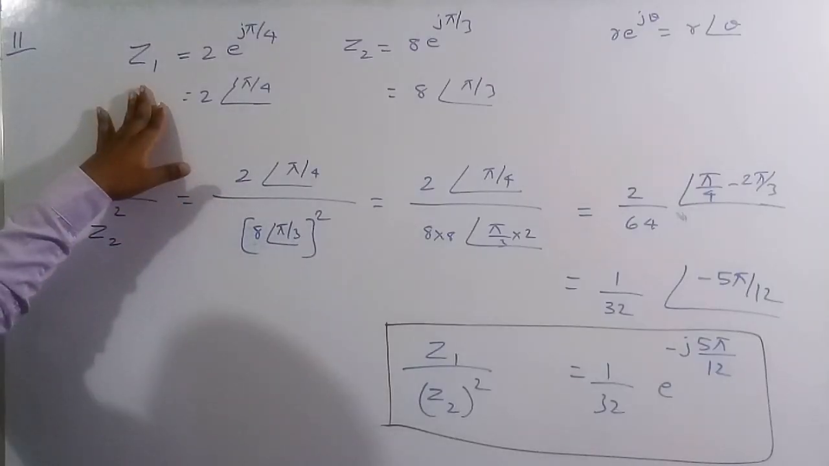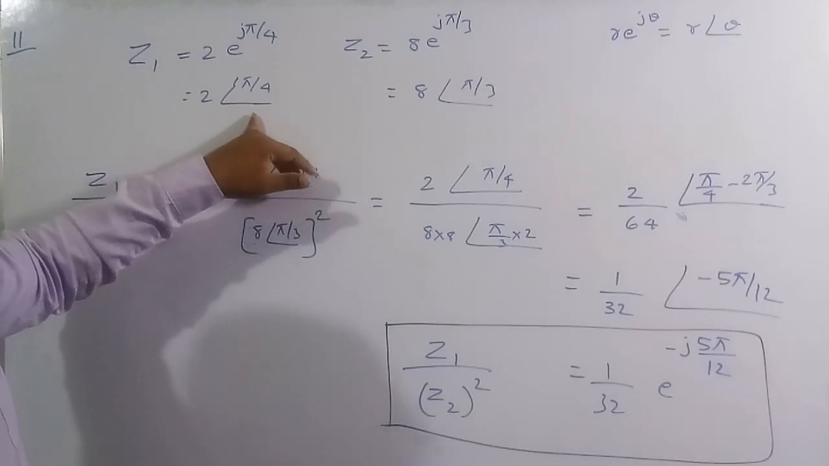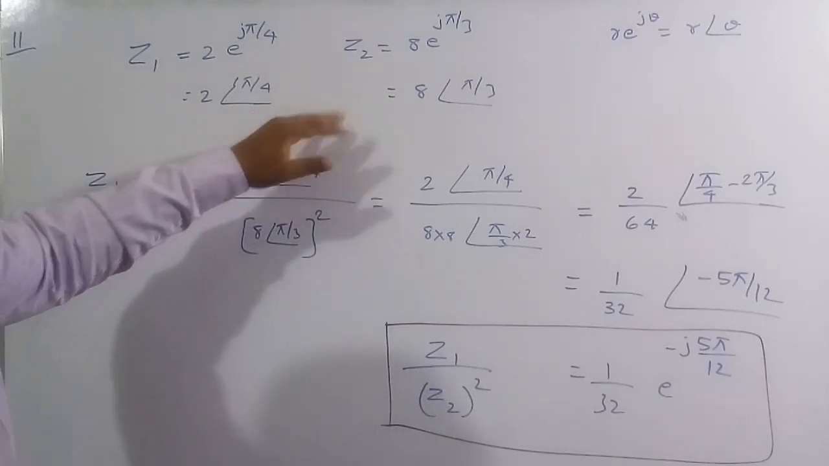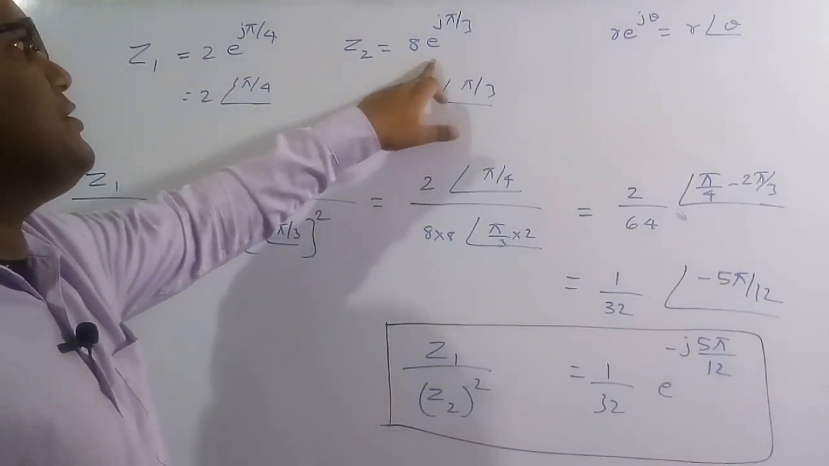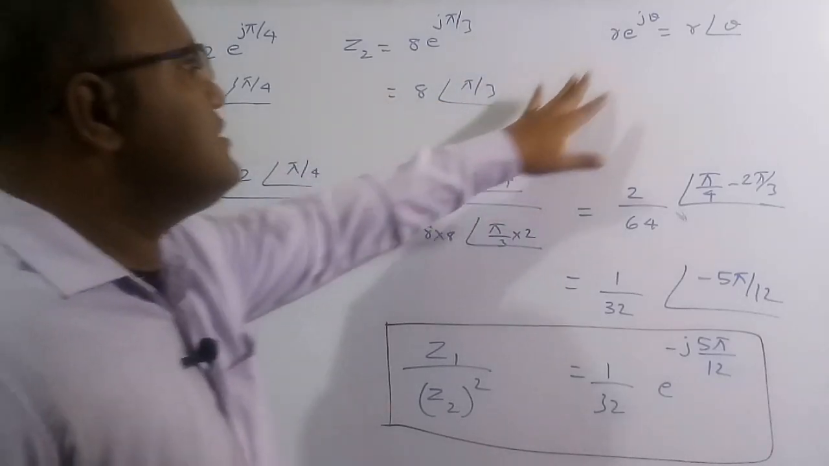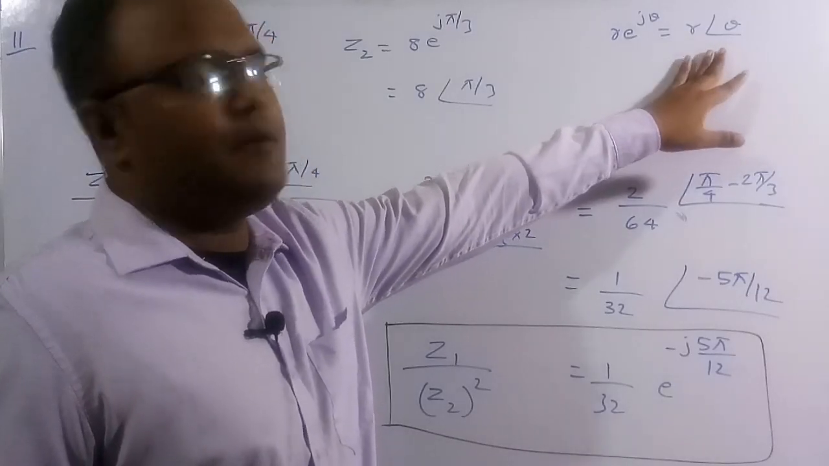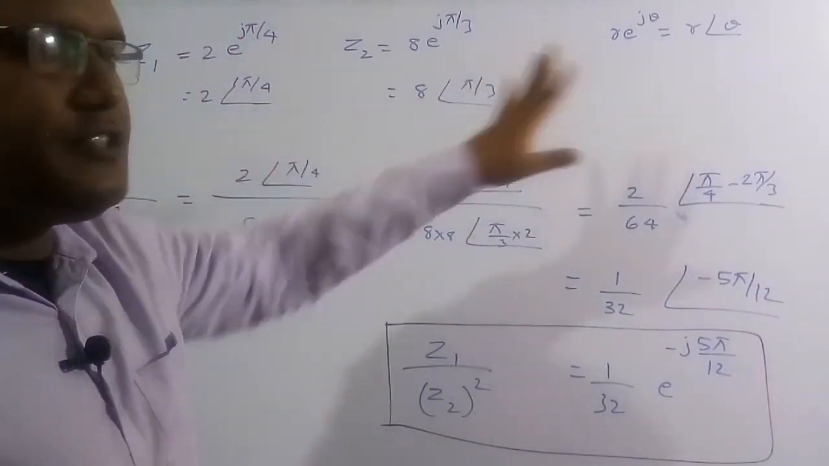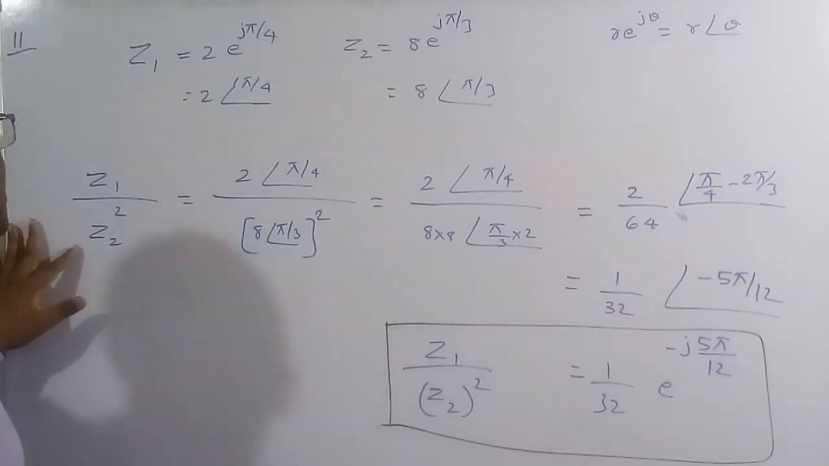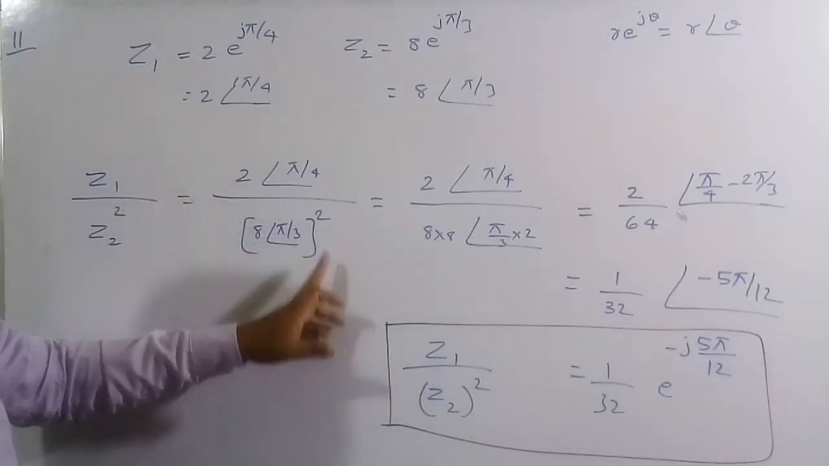So this is the value of Z1, which is 2 into e to the power of j pi by 4. So we can write 2 into angle of pi by 4. And similarly, Z2 is equal to 8 into e to the power of j pi by 3, which means we can write it as 8 at angle pi by 3. This means r into e to the power of j theta, we can write magnitude is r and the angle part is theta. In this fashion I have written here. Now (Z1 by Z2) whole square.